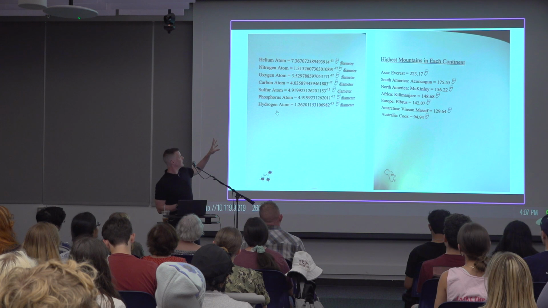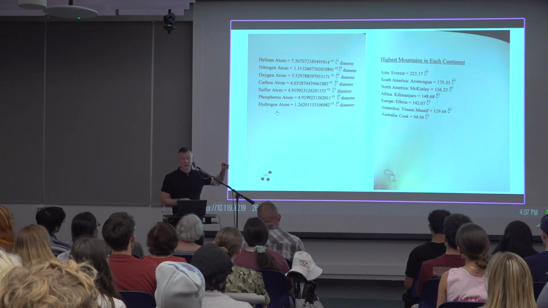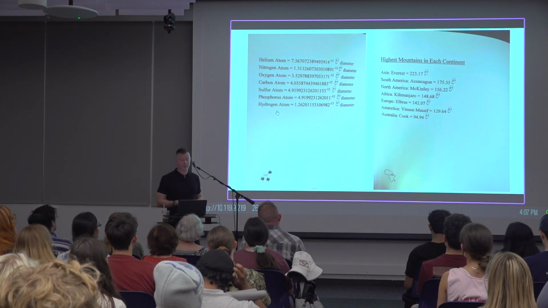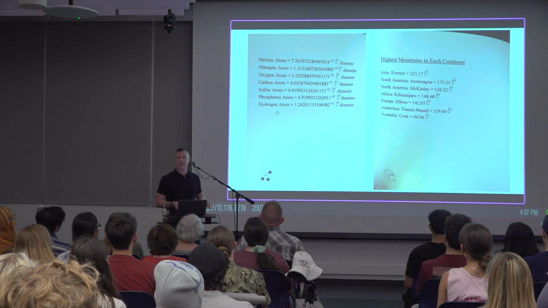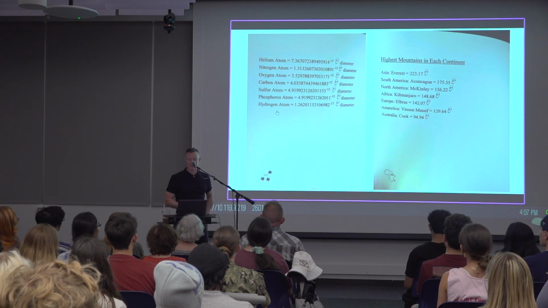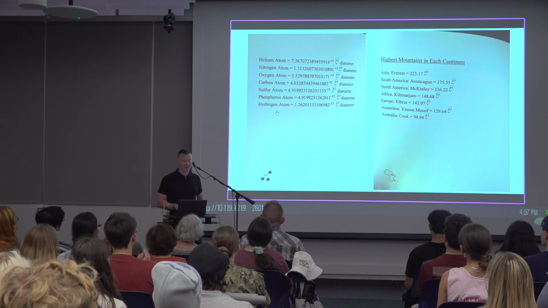On the left is an example from very small things. I measured the helium atom, which is approximately 7.367072389 to the negative 13th power Tolstoys in diameter. Kind of funny, right? And then on the other side is the tallest mountains by continent. So Mount Everest is 223.17 Tolstoys in height.